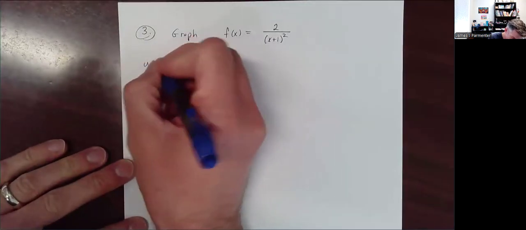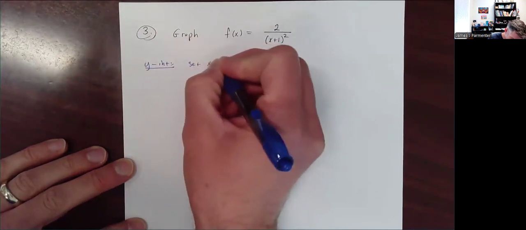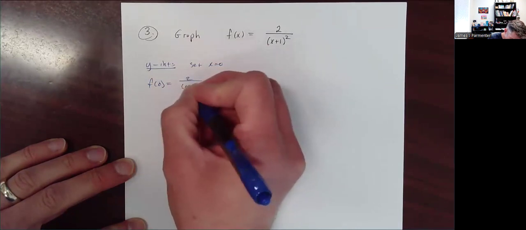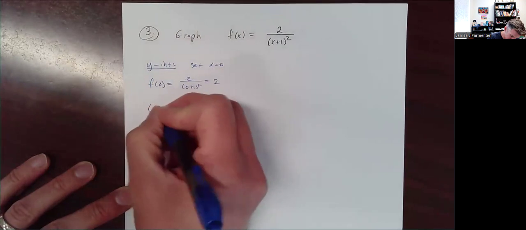So y-intercept, set x equal to 0. f of 0 is going to equal 2 over (0 plus 1) squared, which is just 2. So the y-intercept is the point (0, 2).